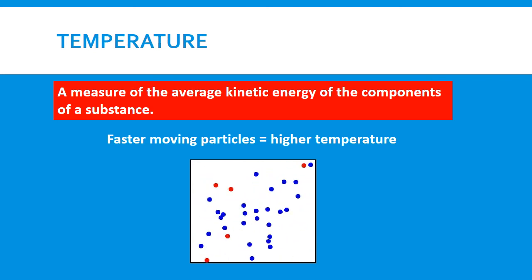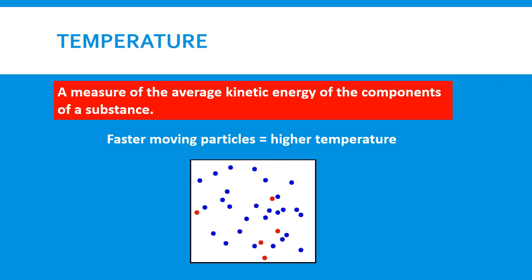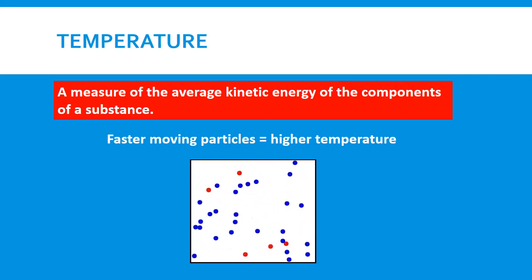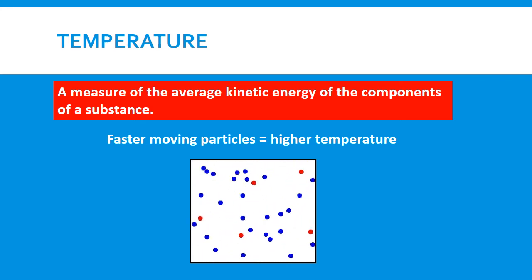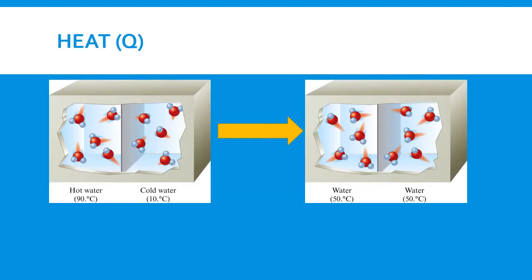They have a high kinetic energy, whereas cold substances have a lower kinetic energy. The particles that make them up will be moving very slow, or at a slower rate.